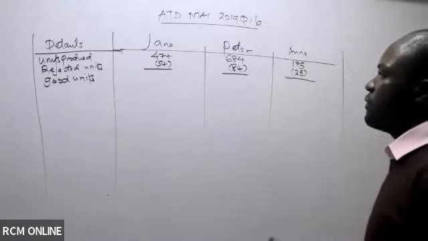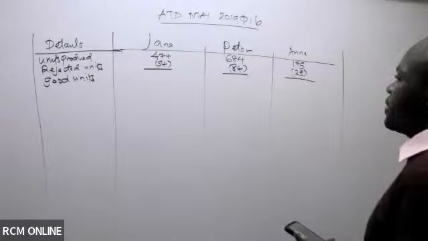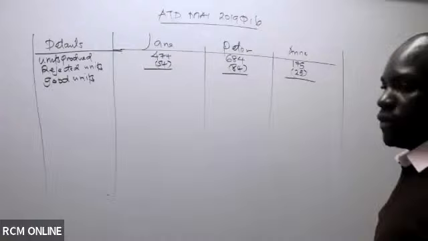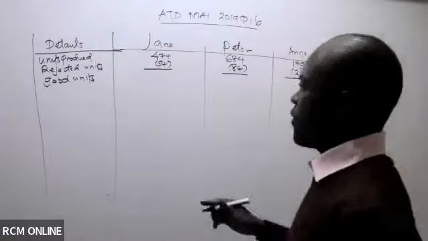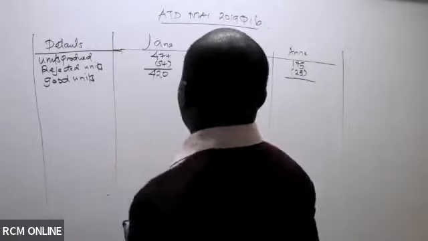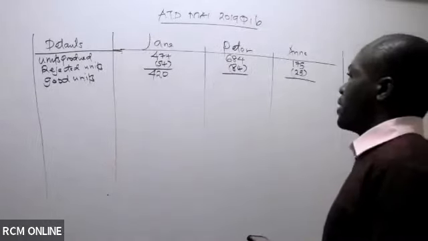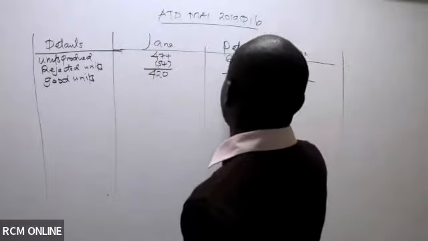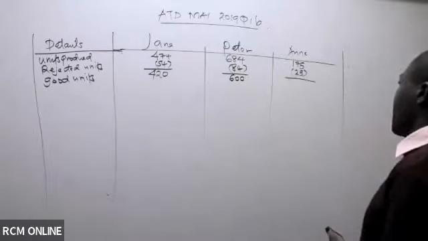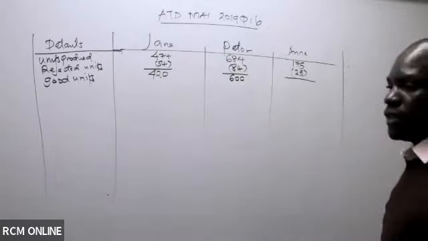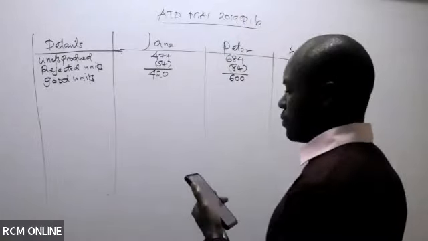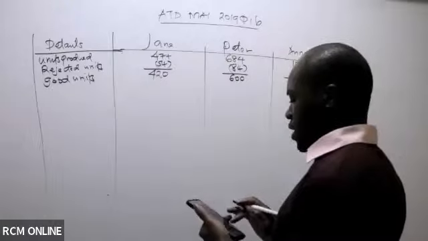Can you give me the amounts? 474 minus 54 itakuwa ngapi? 420. Then 684 minus 84 will give us, is it 600? Then 175 minus 25 will give us 150.